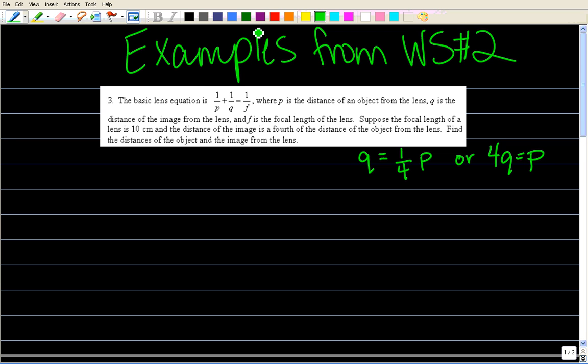So going back to our equation here, if we have 1 over p, and we've now decided that p is equal to 4 times q, then we'll have 1 over 4q plus 1 over q equals 1 over, and f being the focal length of the lens is given to us as 10. So setting it up is probably the hardest part. Now the rest is just solving it like we've done before.